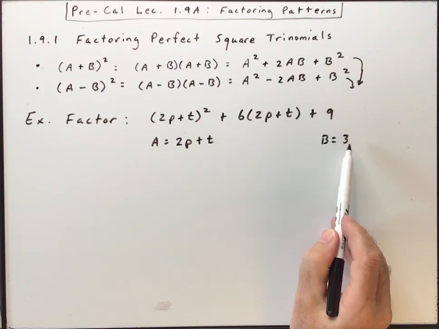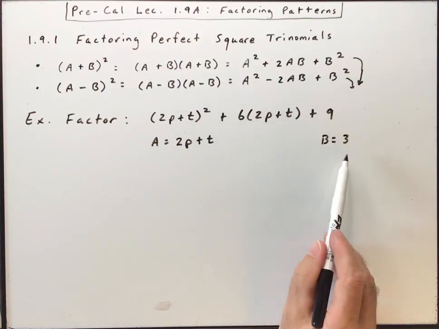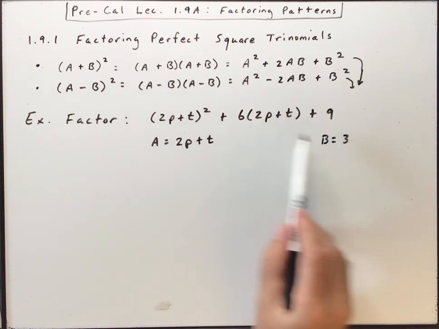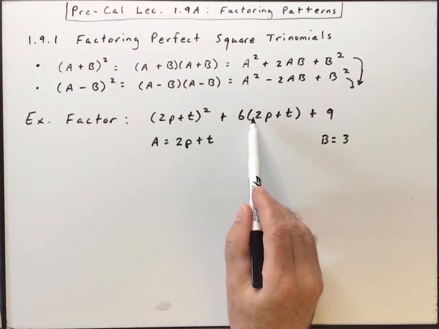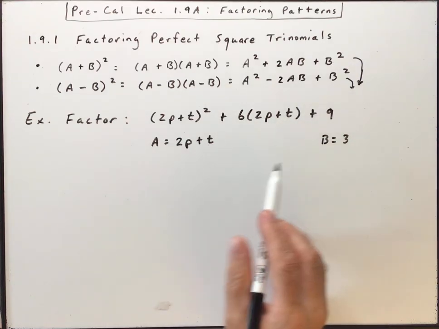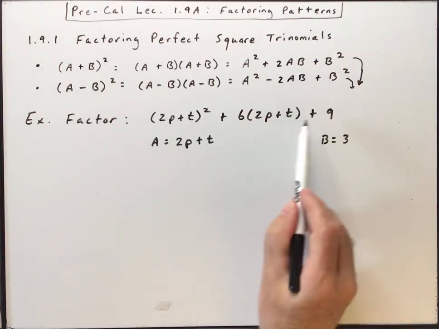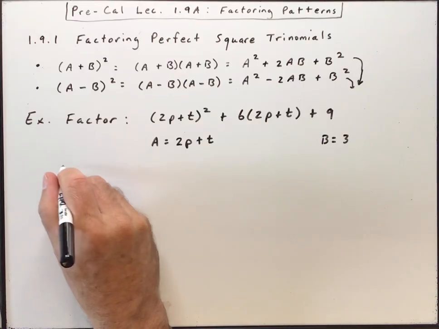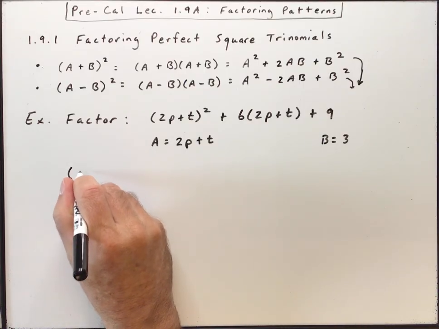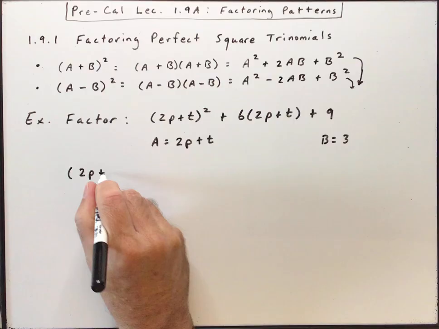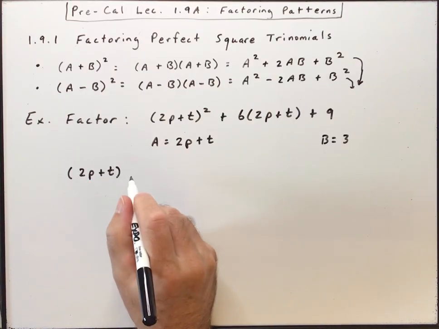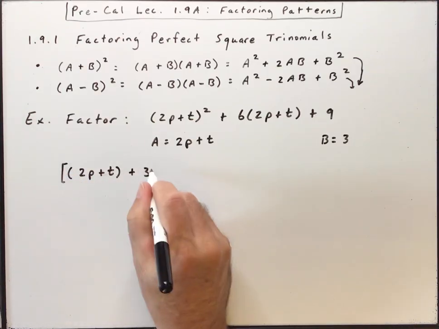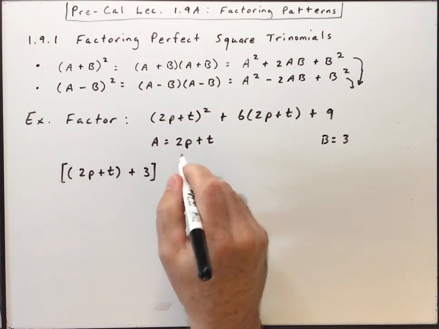perfect square. And do we have the 2ab for the center term? Well, 2 times 3, which is 6, times 2p plus t, so the 2ab matches. So it's because everything is plus, it matches this top one, a plus b, all squared. So we could just write it like this. (2p plus t) plus 3, I'm going to use brackets, all squared.